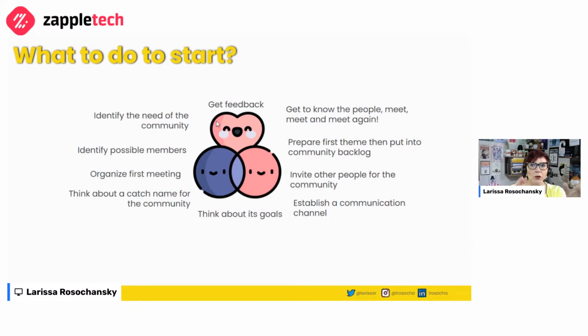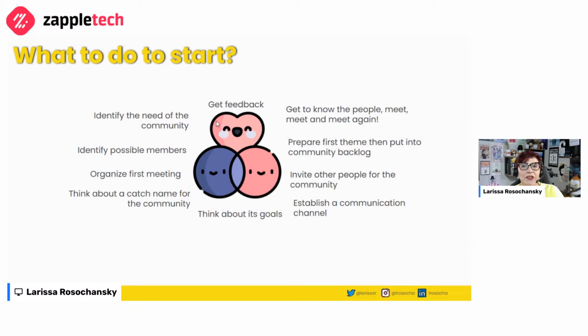After I know what my community needs and who will be part of this community, I will organize the first meeting. I will think about a catchy name for the community. Or even better, I will get this group with some fake name and say, let us do a contest for a name for the community. Let's do a contest for a logo for the community, for a mascot for the community, to engage the people for this community, for this chapter.